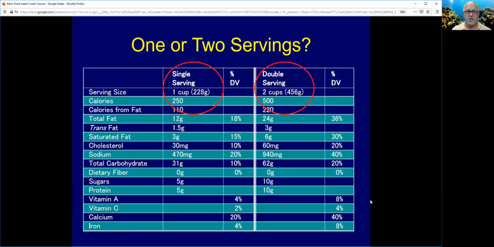Now, are you eating 1 or 2 servings? That's really important. If the package label is giving you all the information based upon 1 serving, you have to realize if you eat the entire package, you're getting double that amount. So what you might have thought was a 250 calorie snack now turned into 500 calories. And if you eat too many calories in a day, you can start to put on weight. If you don't eat enough calories, you'll start to lose weight. So determine how many servings you're having.